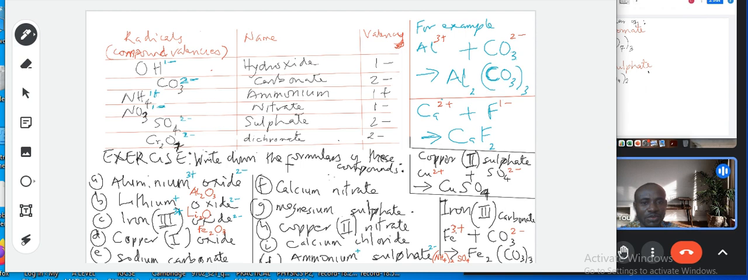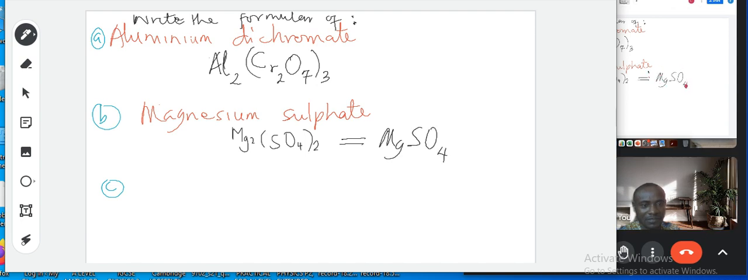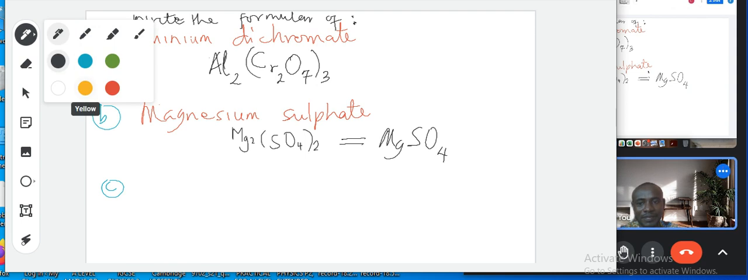Okay. Are you sure you will leave it like this? Whenever you have it this way, you need to reduce to the lowest term. So would it just be... you cancel them out? Yeah. So it will just be MgSO4. Good. So it just be MgSO4. Yeah, I will do that.